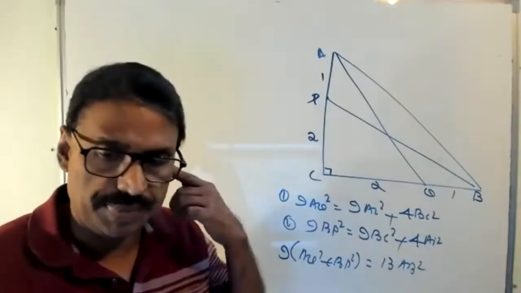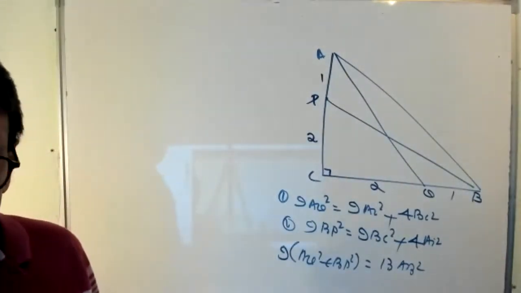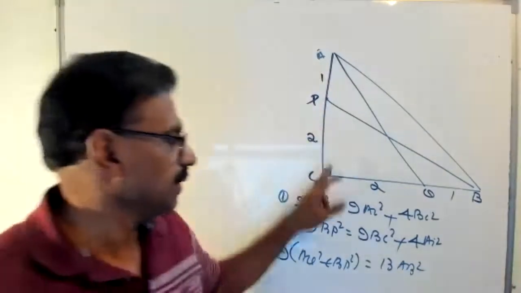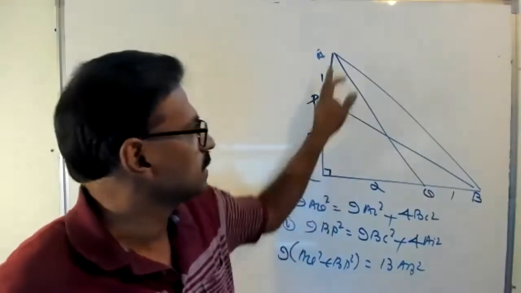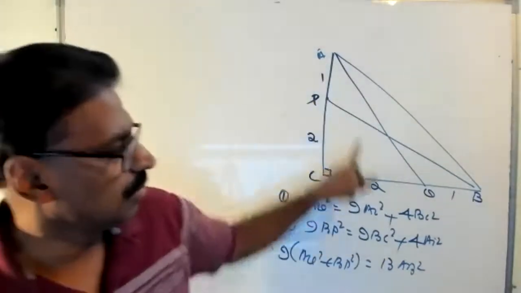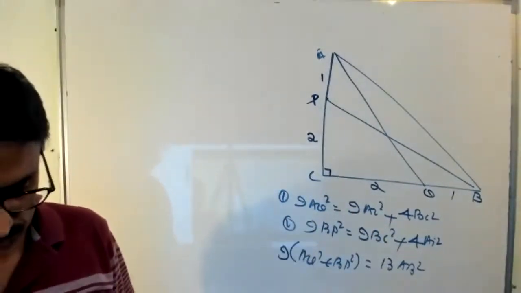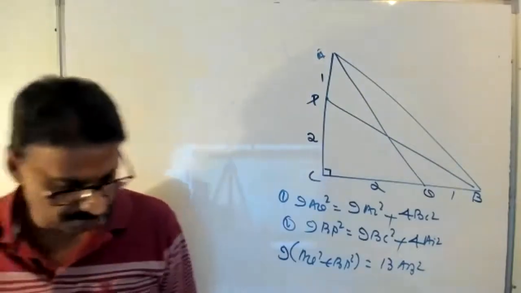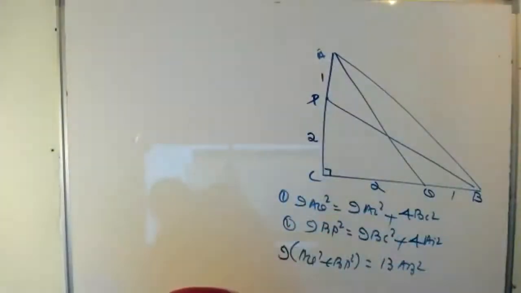In a right triangle ABC, right angle at C. P and Q are points on CA and CB in the ratio 2:1. Prove that 1, 2, 3. Okay, try it out.